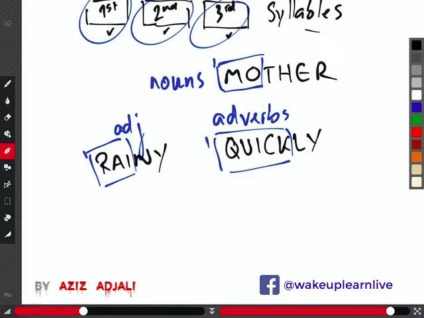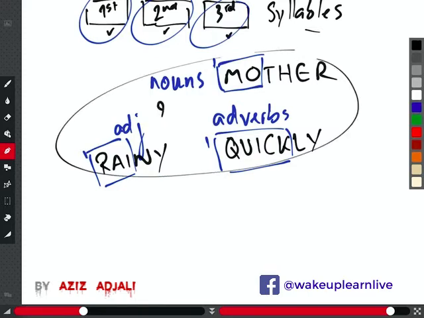Okay. So these ones, as you see, they basically have two syllables. So we have all of these, they have two syllables. So with these we have the stress on the first syllable.